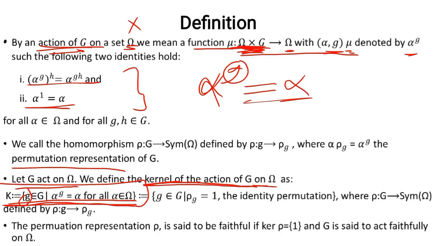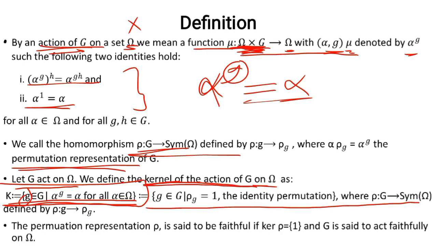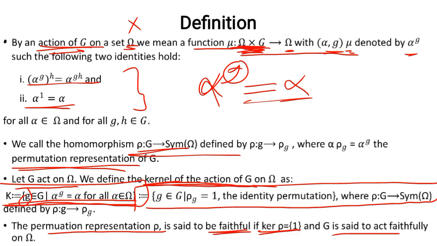Okay, in extension, if we now use the homomorphism which we had defined earlier here, which is the permutation representation, it will look like this, as you can see on the screen. Now, the permutation representation is said to be faithful whenever the kernel is equal to 1. G is said to act faithfully on the set Ω.